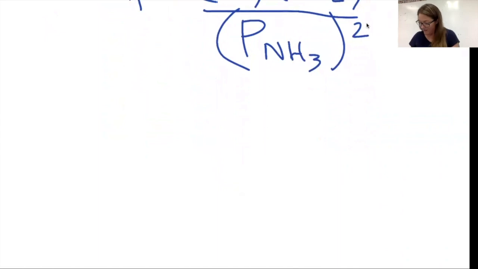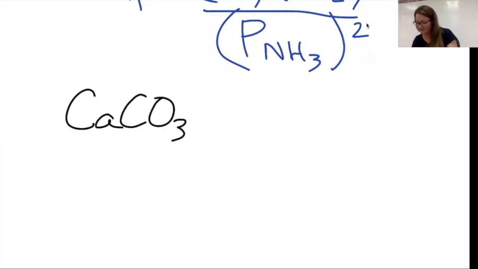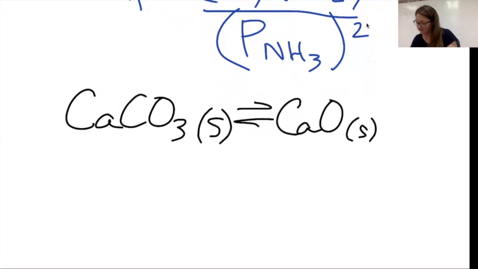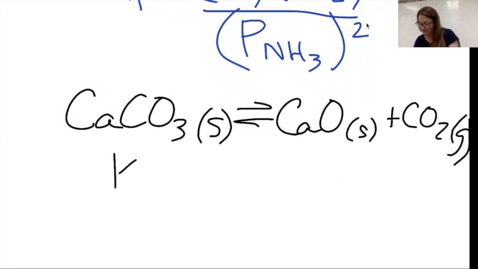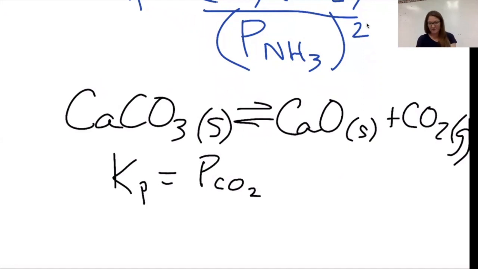If you have an equation where not everything is a gas, but only some things are a gas. So for example, CaCO3 solid is decomposing, and they're not all decomp reactions, into calcium oxide, which is a solid, and CO2, which is a gas. When I write my KP expression, I omit everything that's not a gas. So all that I'm going to be left with is the partial pressure of CO2, and it's raised to the first power.